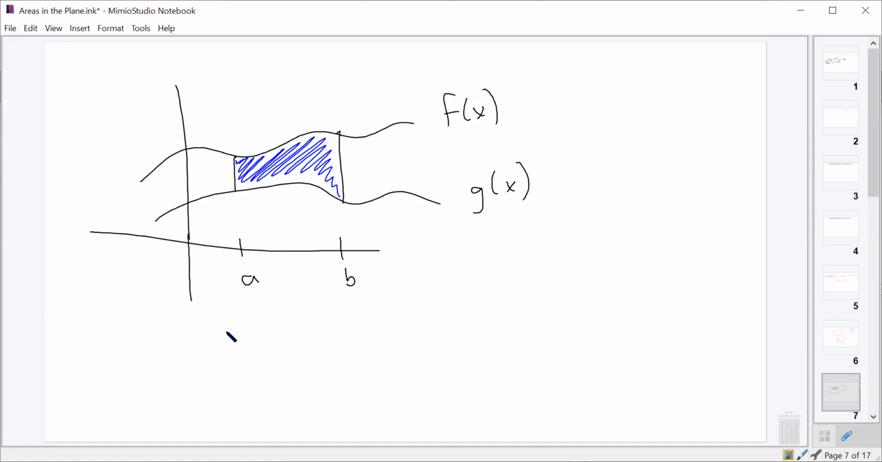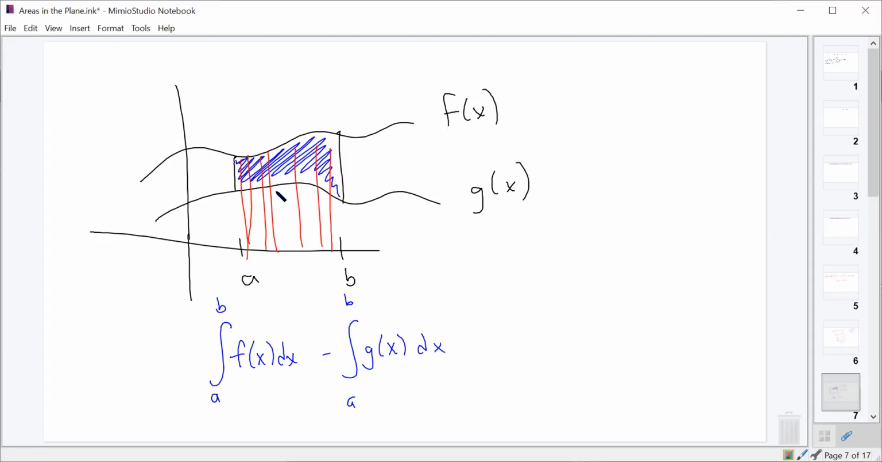Integral of f of x over that interval minus the integral of g of x over the interval. Do the integral from a to b of f of x dx minus the integral from a to b of g of x dx. Right? Because if I were to just do f of x, f of x would be this, and g of x would be this.